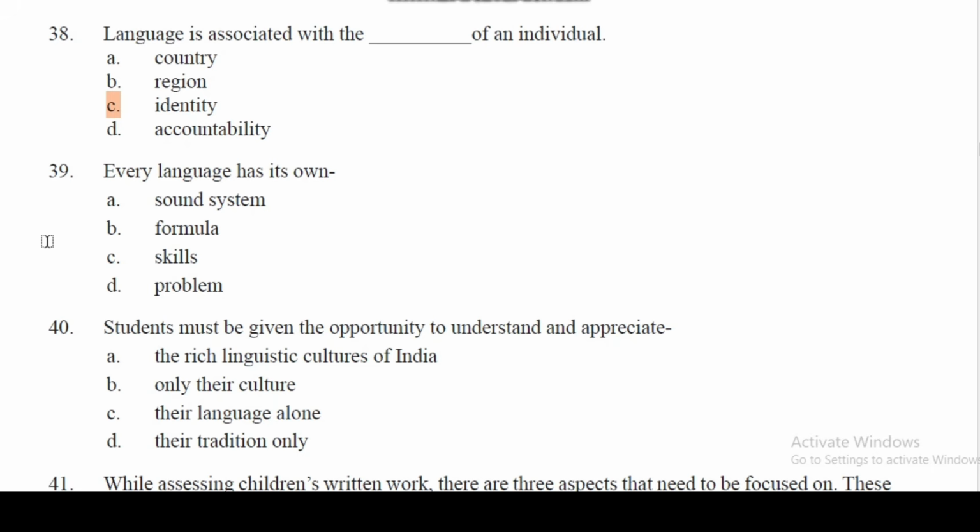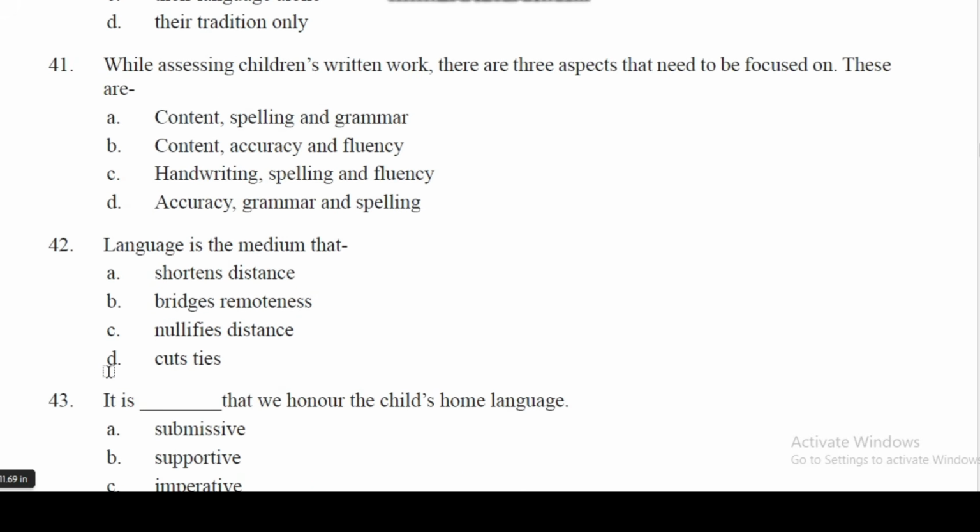39. Every language has its own. Answer A. Sound system. 40. Students must be given the opportunity to understand and appreciate. Answer A. The rich linguistic cultures of India. 41. While assessing children's written work, there are three aspects that need to be focused on. These are. B. Content, accuracy, and fluency.